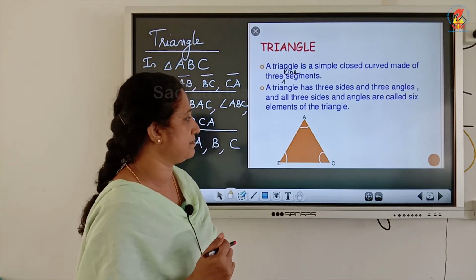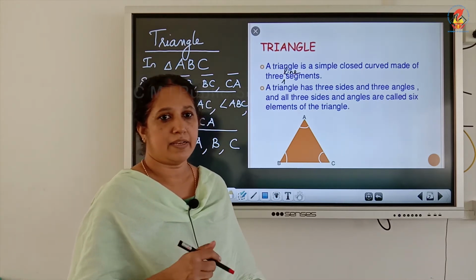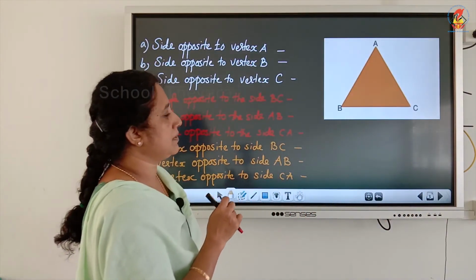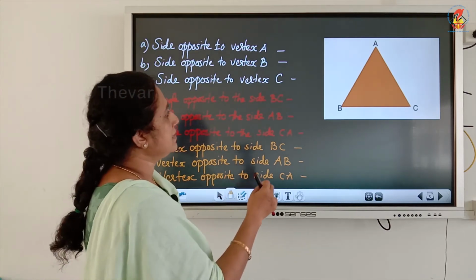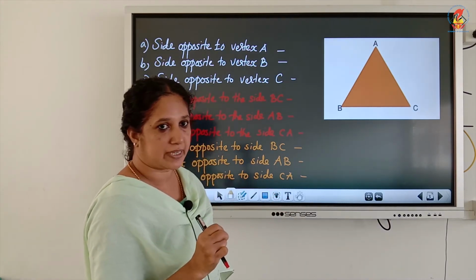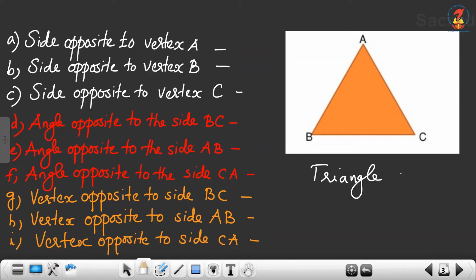Now we can classify the triangles, and before classification, we can look at one more concept. Now consider this triangle ABC. All of you know the notation. Instead of writing the word triangle, we can use the symbol and write triangle ABC.